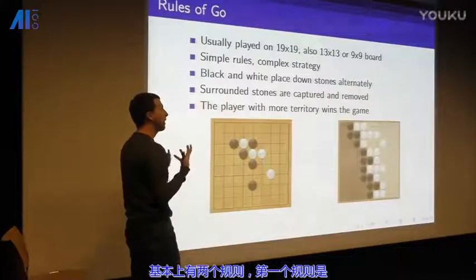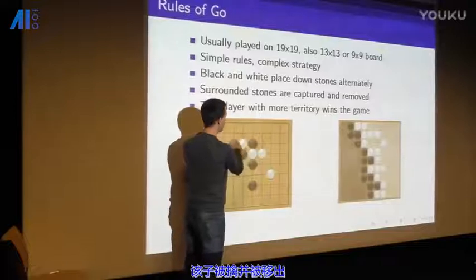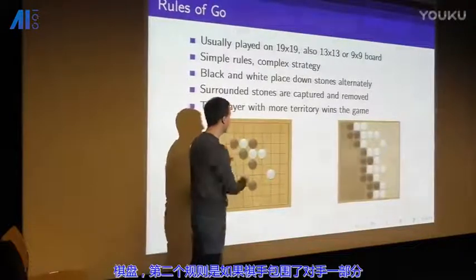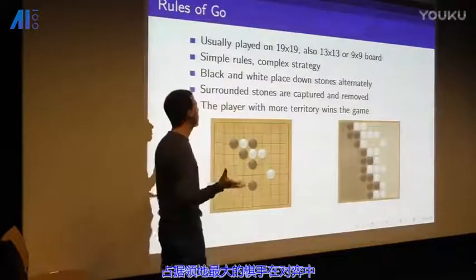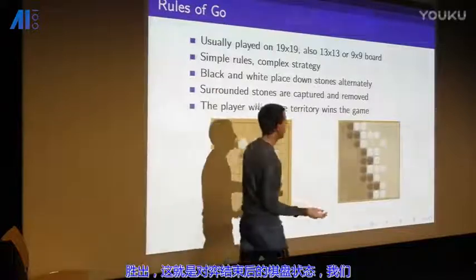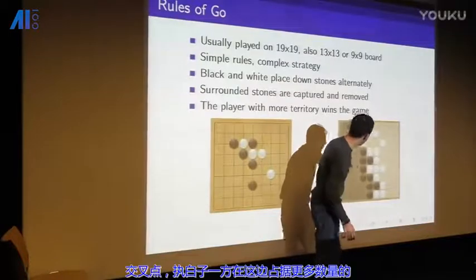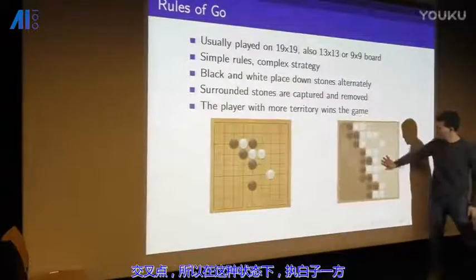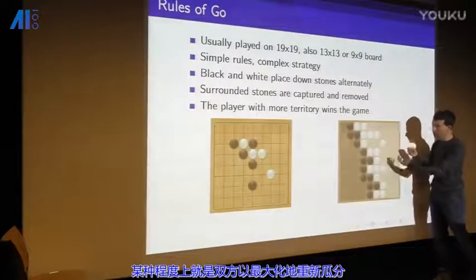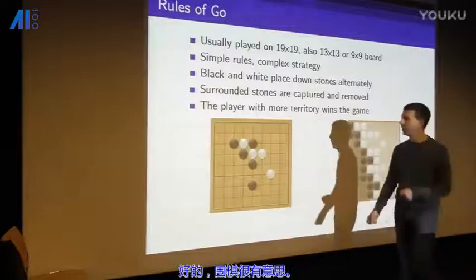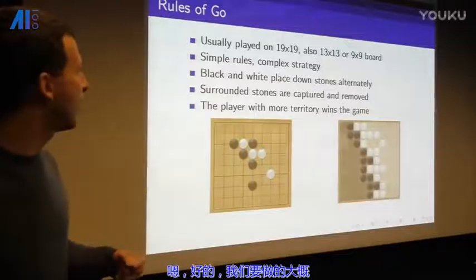And there's basically two rules. The first rule is that if you completely surround a stone, then it gets captured and removed from the board. Or if you surround any contiguous block of stones, similarly they get captured and removed from the board. And at the end of the game, the player with more territory wins the game. So this is an end game position, and we see that black has surrounded this number of intersections, but white has surrounded more intersections over here, so in this position white would have won the game. And so the goal of the game is to place down your stones in the way that maximizes the amount of territory you get. Okay, so it's a fun game.